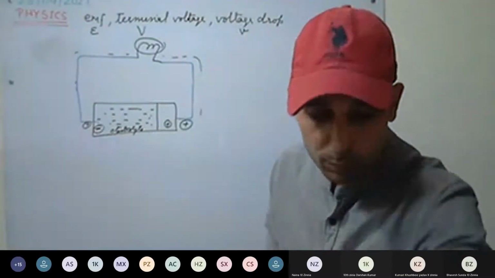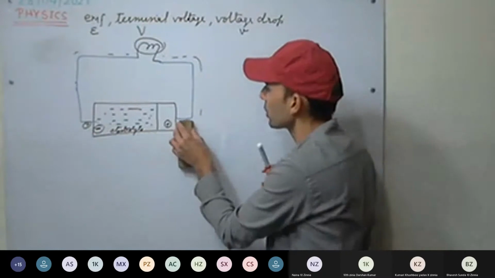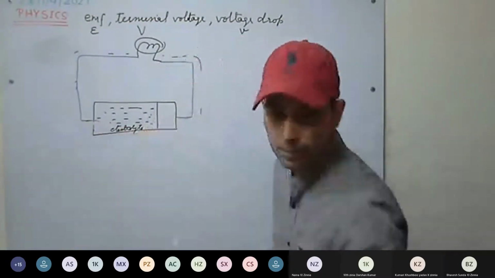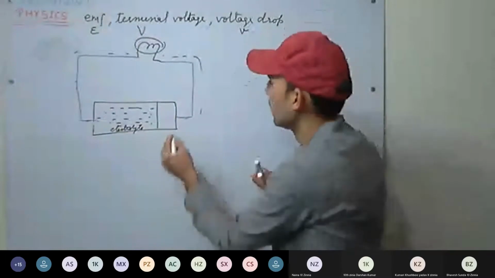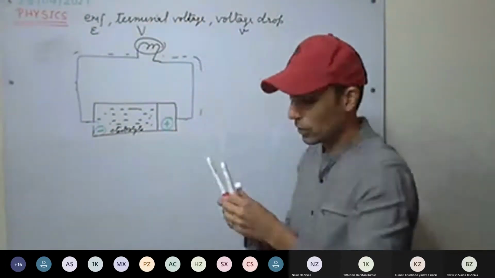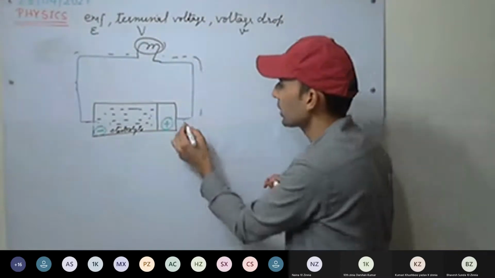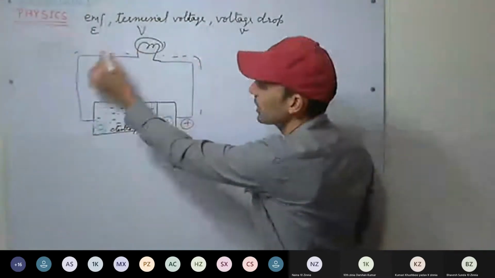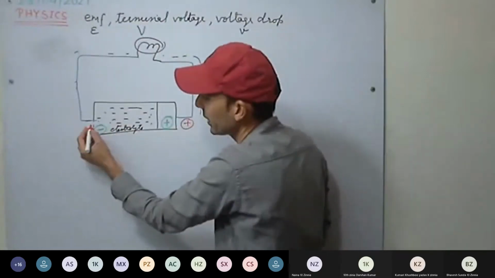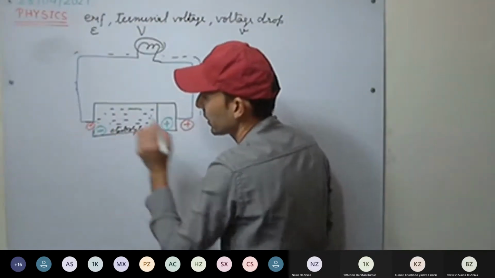Now what will happen to this positive charge? I will use red for this one. This is our positive, this is our negative. These are electrodes and this is our unit positive charge. It moved in the outside circuit because they repel, and it got attracted here and entered here.